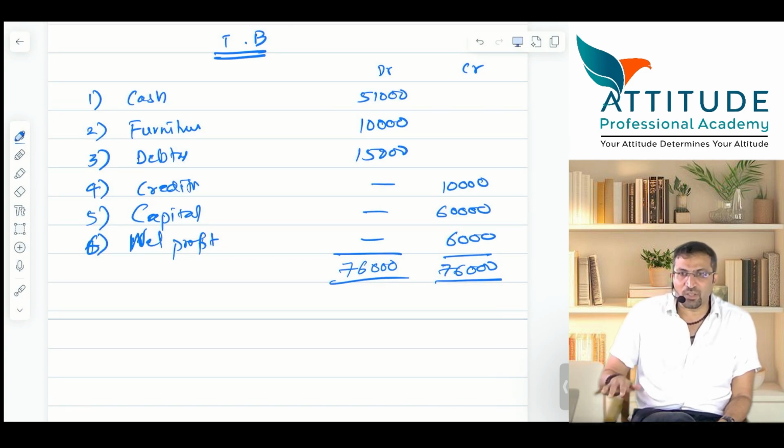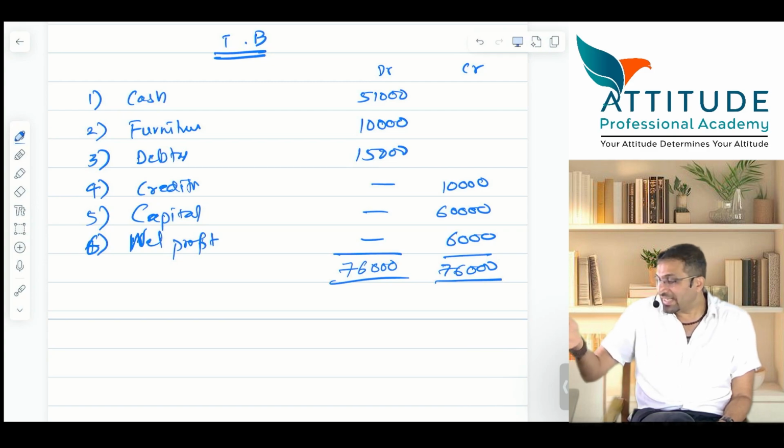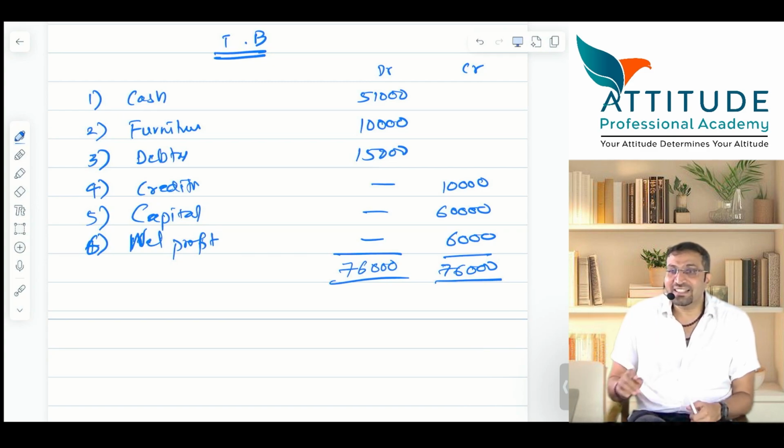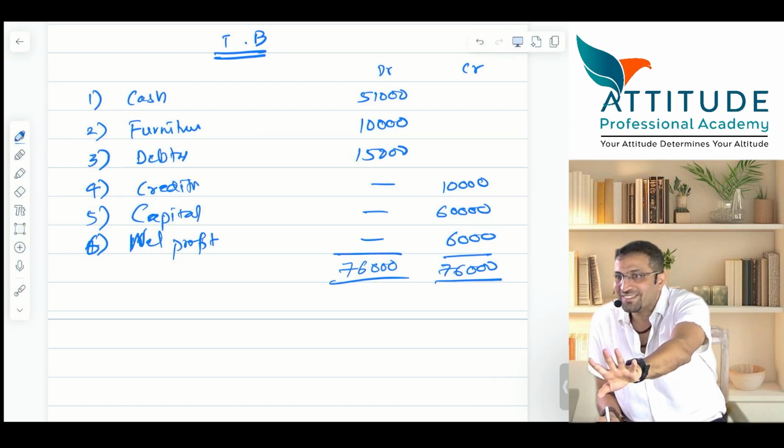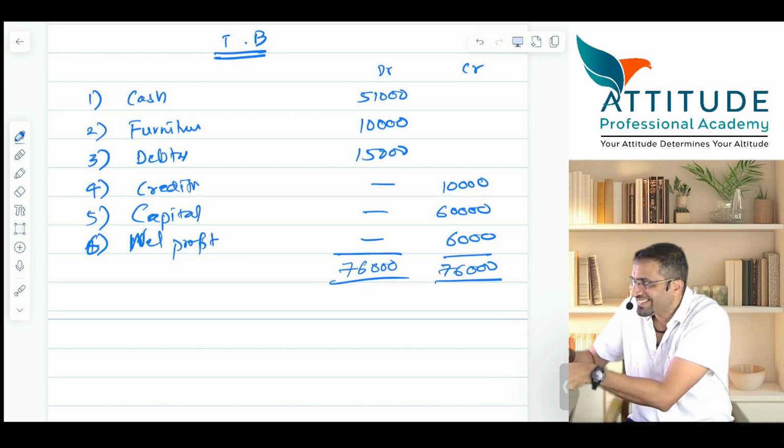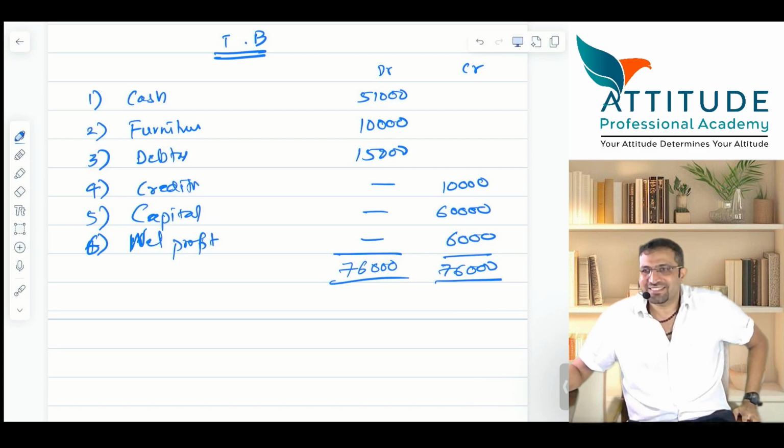Very good. Trading account is already closed because there are no trading items. Opening stock is not there, purchases are not there, sales are not there. Correct. Salary expense, indirect expenses are also not there. Net profit is there, though. It means that you have just passed that entry, P&L account debit to net profit. So net profit is showing a credit balance. It has come in the trial balance.